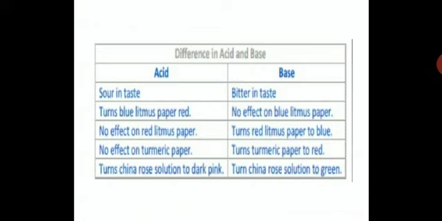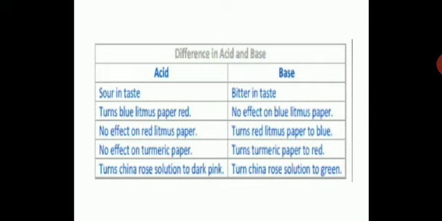Very important points as per the indicators which we have learned. And here you can see acid has no effect on turmeric paper. Turmeric paper remains the same, no change, and base turns turmeric paper to red. This you can try with soap or soap solution at home. Just try with a pinch of turmeric. You will see very quickly it will turn to red. That is the indication of the presence of a base.